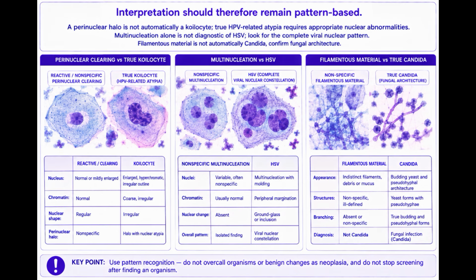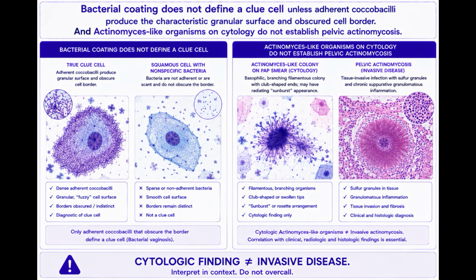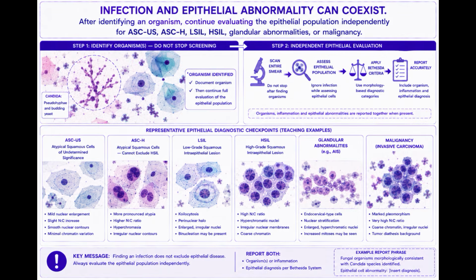Filamentous material is not automatically Candida. Confirm fungal architecture. Bacterial coating does not define a clue cell unless adherent coccobacilli produce the characteristic granular surface and obscured cell border. And Actinomyces-like organisms on cytology do not establish pelvic actinomycosis. Most importantly, infection and epithelial abnormalities can coexist. After identifying an organism, continue evaluating the epithelial population independently for ASC-US, ASC-H, L-SIL, H-SIL, glandular abnormalities, or malignancy.